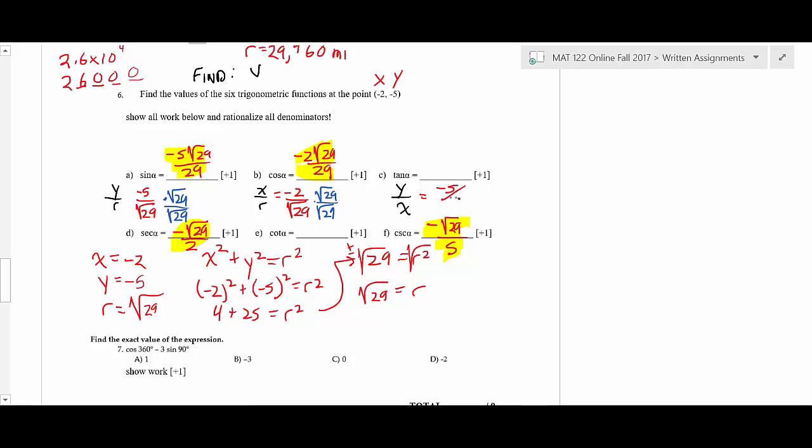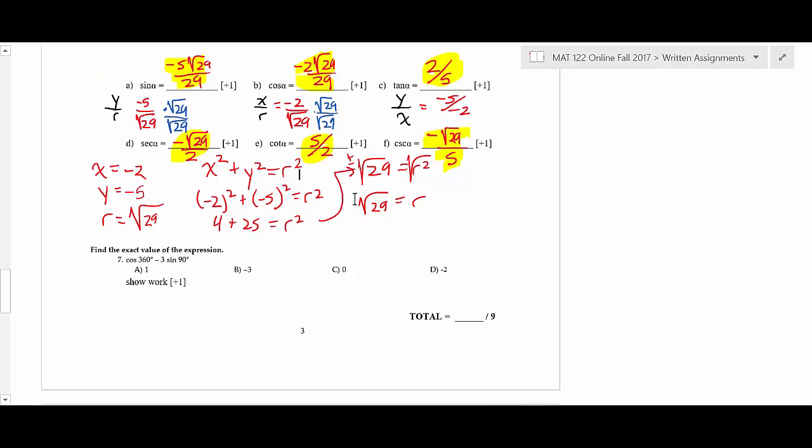That would be negative 5 over negative 2. That's 2/5. And then the cotangent's the reciprocal of the tangent. So that would be 5/2. So those should be the answers that you get on that particular problem.